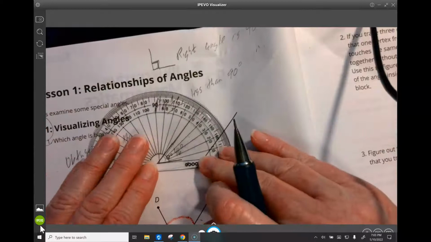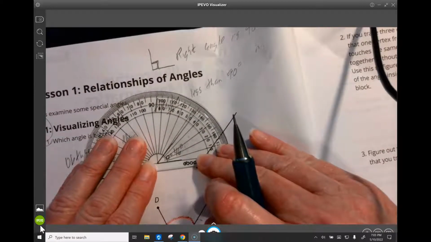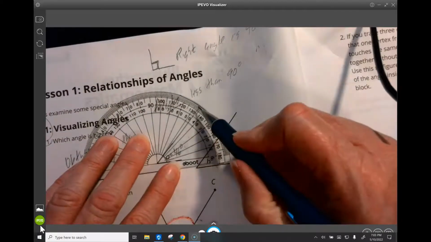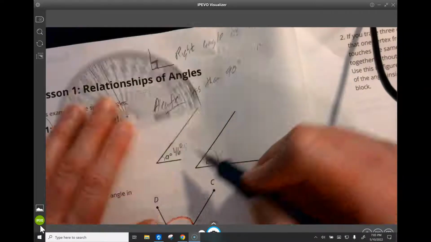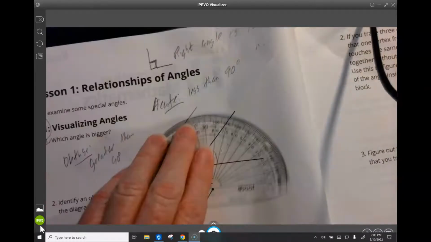Did you see that? And yours might say 45, 47, but right around there. Okay, it's going to be about 46, maybe even 47. But we're going to say 46 for now. Now we're going to look at this one.